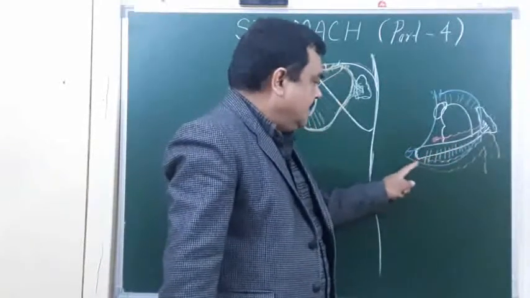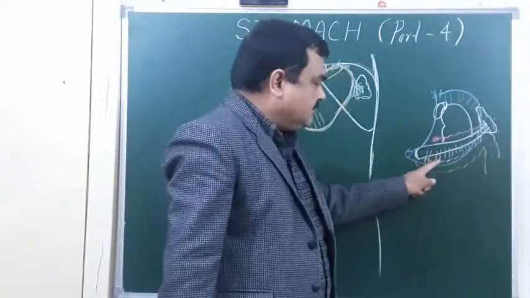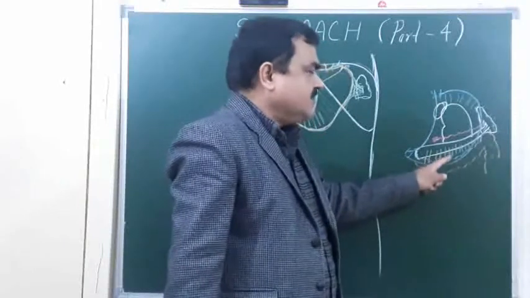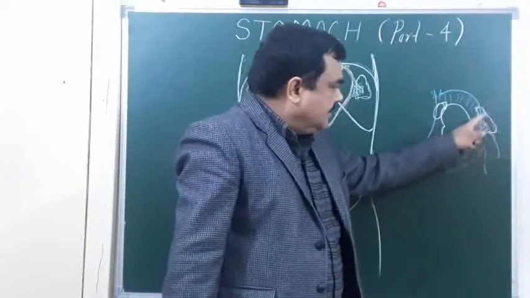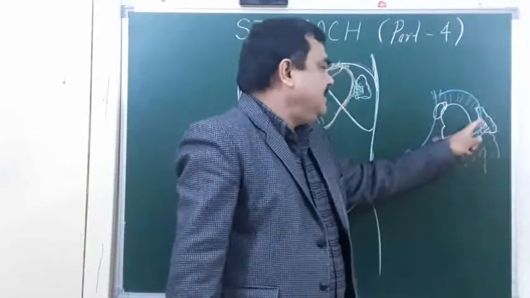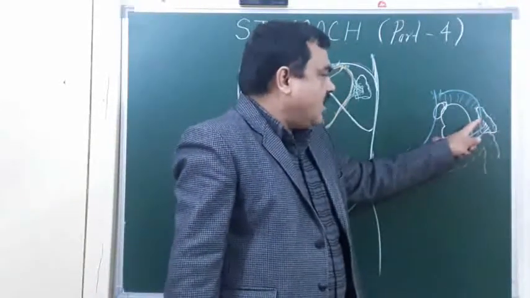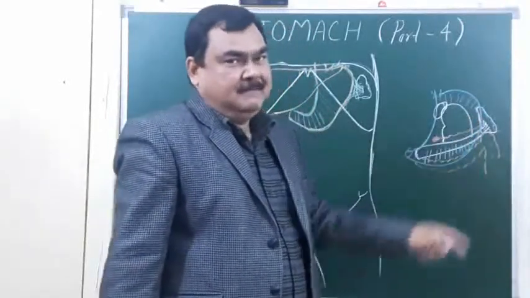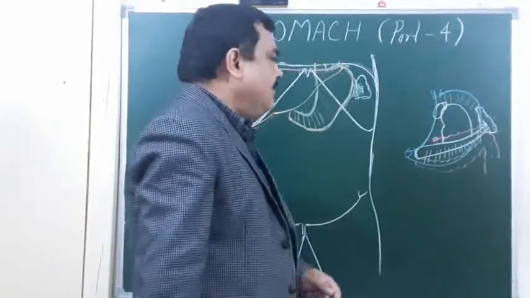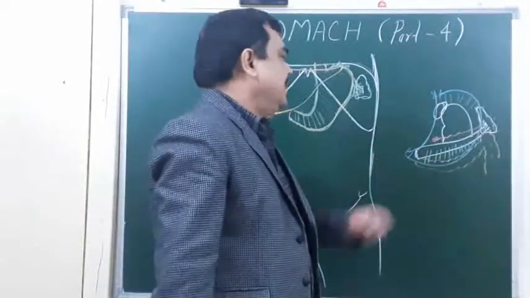Here is the transverse colon, transverse mesocolon, mesentery of the transverse colon, and this spleen. Actually, this spleen lies outside of this. This is not included in the stomach bed. So this is all about the posterior relation.